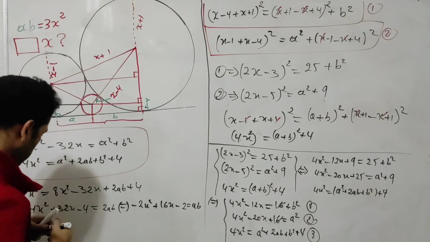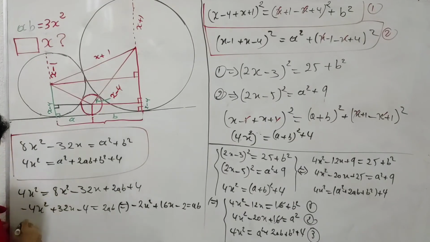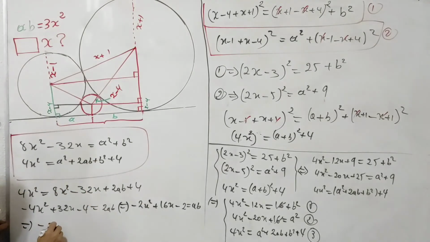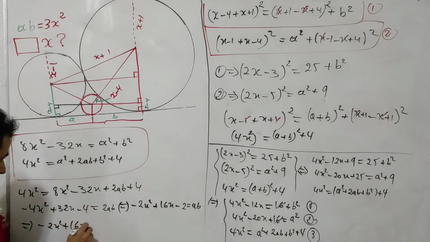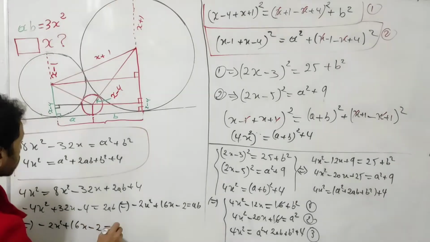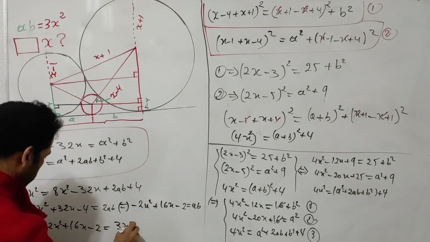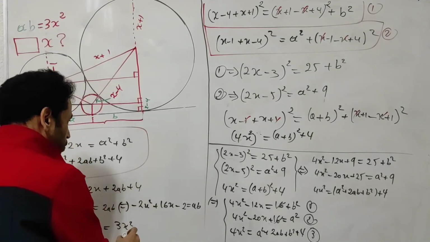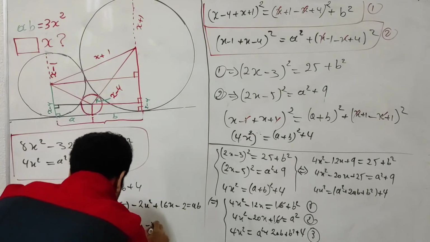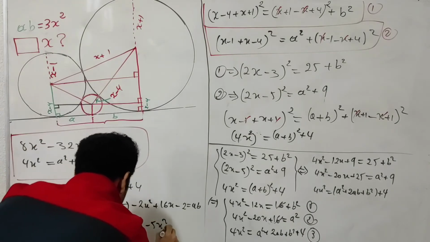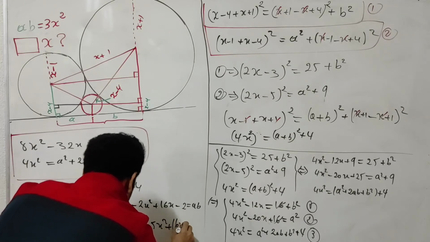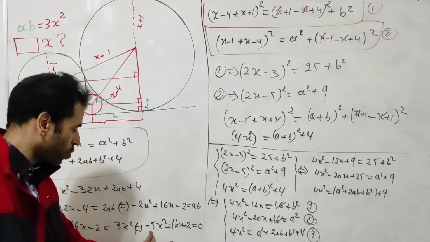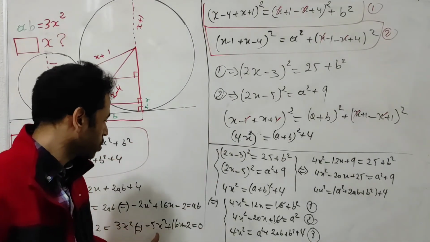Okay, so now I'm going to plug the ab with its value. I will get minus 2x squared plus 16x minus 2 equal to 3x squared. I'm going to move over 3x squared to the left hand side of this equation. I will get minus 5x squared plus 16x minus 2 equal to 0. Okay, this equation became a quadratic form. I'm going to clean up the board and solve this equation.